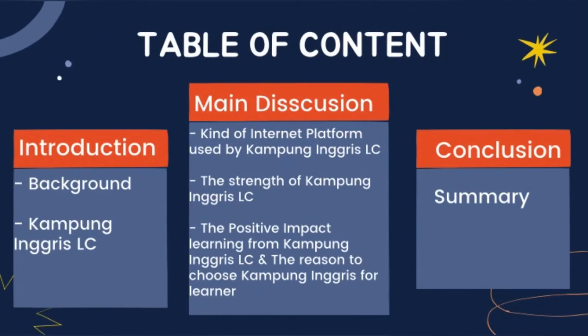There are several table of content here. The first one is introduction, main discussion, and the last one is conclusion. In introduction, I will explain the background and some information about Kampung Inggris LC. Moving to main discussion, there are 3 parts here. The first one is kind of internet platform used by Kampung Inggris LC. The second one is about the strength of Kampung Inggris LC. And the last one is the positive impact learning from Kampung Inggris, and completed with the reason to choose Kampung Inggris for learner. And last is conclusion. There is summary of the presentation.